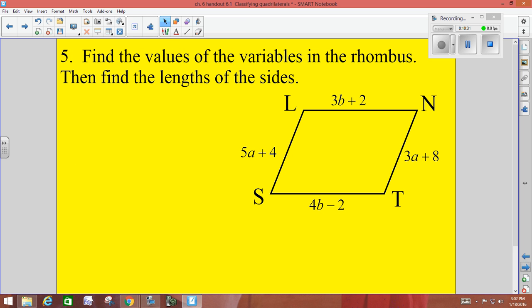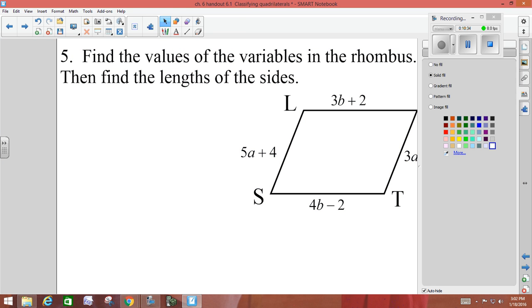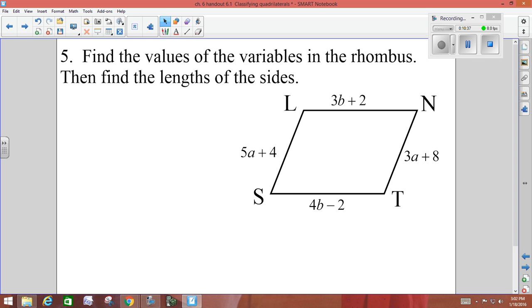We're going to skip 4 and jump down to 5. We're going to come back to it, but we're going to do 5 first. Find the values of the variables in the rhombus, then find the length of each side. How many variables do we have to find? 2, A and B, right? Okay. Like a proof, look at what's given to you. Given to us that it's a rhombus, which means all 4 sides have to be congruent. So mark them all the same length, or mark them all congruent. Now you've got to come up with an equation or two to find the value.